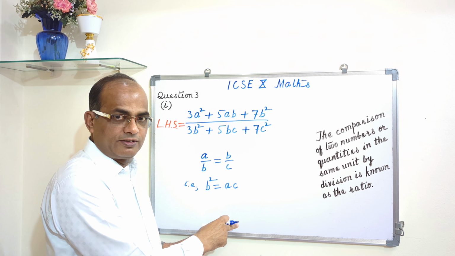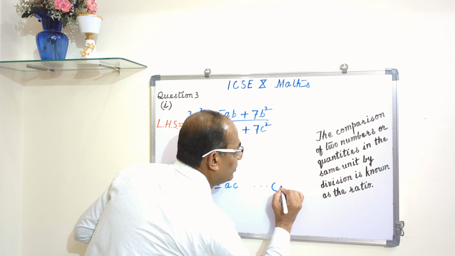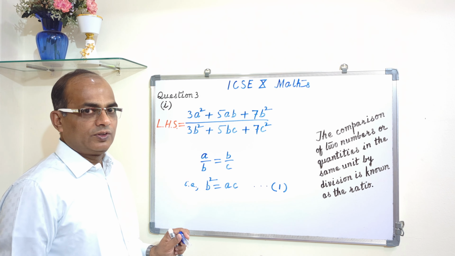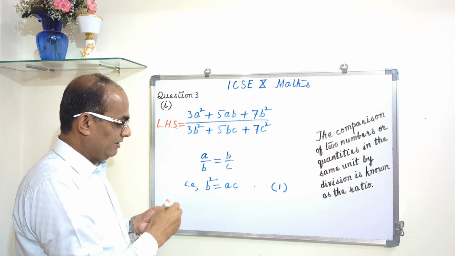Alright, we are going to use this. B square is equal to AC. This is equation number 1. You can call this equation number 1. This result we are going to use. Now, after this, you start with the left hand side.